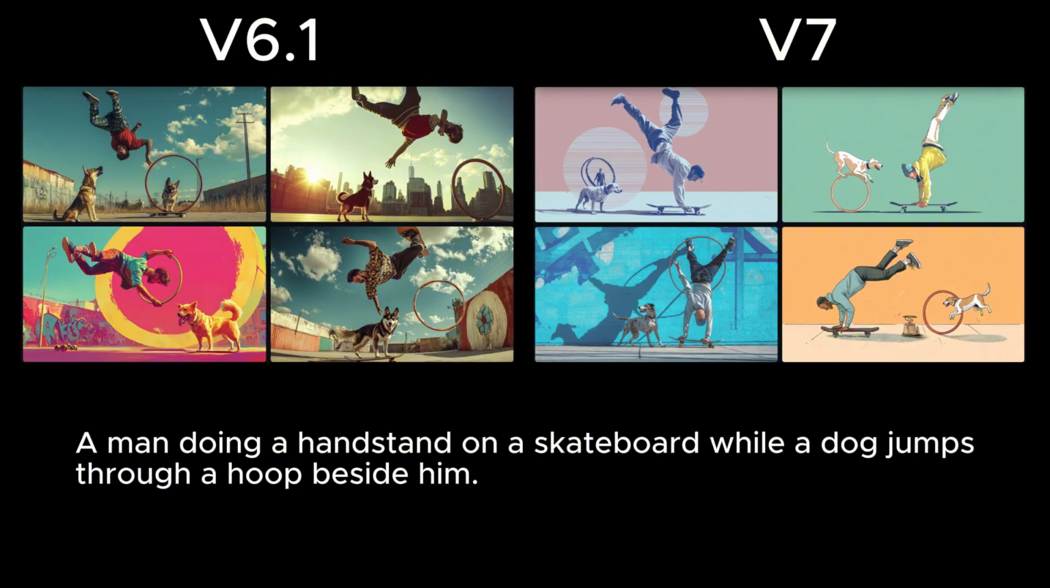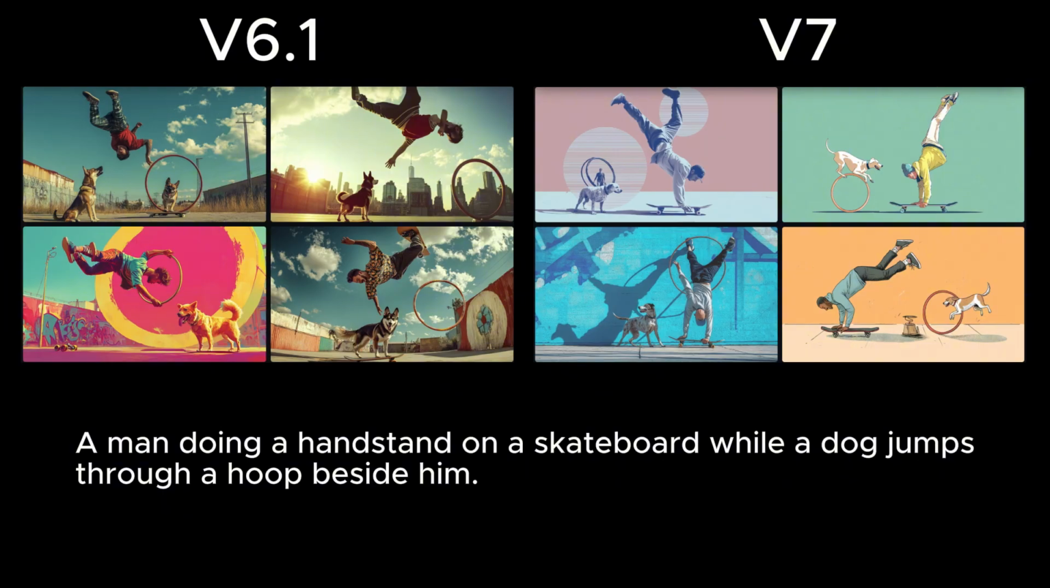Version 7 performed better. Every image successfully showed a man doing a handstand on a skateboard, but it still struggled with the dog jumping through the hoop. Only the final image got that part right. Also, the man in the third image has an extra arm, so there are still some anatomical issues. Overall, version 7 shows a slight improvement in prompt adherence compared to 6.1.